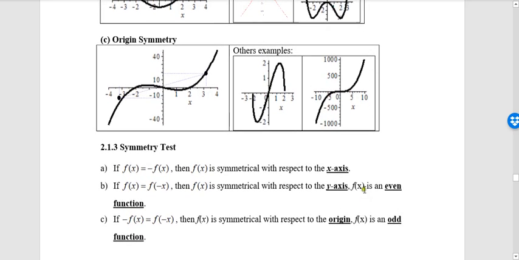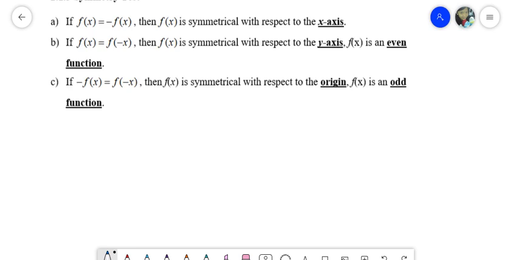For this topic, you do not need to sketch, but you may need to identify what it is about. So you will not only need to know what the symmetry is with respect to, either the x-axis, y-axis, or the origin. At the same time, you may also need to know whether the function involved, f(x), is an even function or an odd function. Look at the first one. If f(x) equals negative f(x), then f(x) is symmetrical with respect to the x-axis. If you have f(x) equal to f of negative x, then it is symmetrical with respect to the y-axis, and f(x) is an even function. If negative f(x) equals f of negative x, then you can conclude that f(x) is symmetrical with respect to the origin. So in that case, f(x) is an odd function.